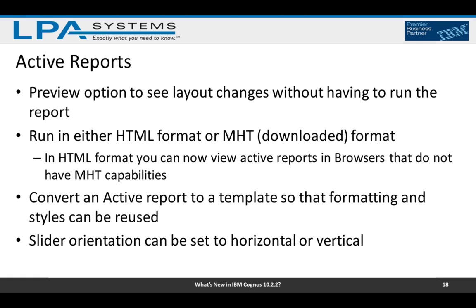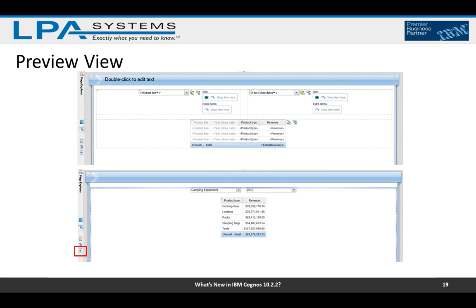You can run active reports now in either HTML format or in the MHT downloaded format, which means now you can run active reports in browsers that don't support MHT, which is a great enhancement. You can convert an active report to a template, which is not something you could do before. And there's a property change on the slider tool that now lets you set your sliders to express either horizontally or vertically. So this preview option, it's another button on the Explorer bar.